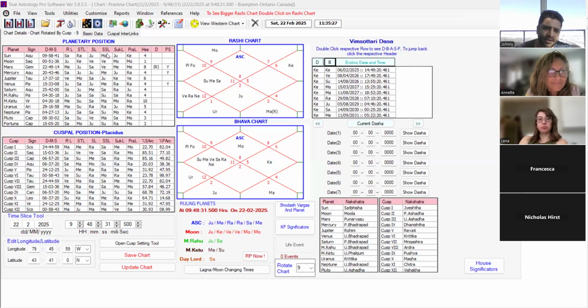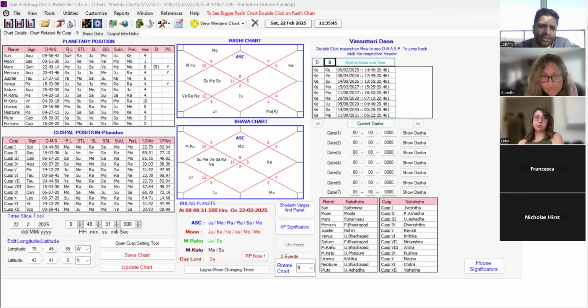Now you're getting into the three columns here, RL, STL, and SL, which are not generally used in Vedic astrology. I use it for a different technique. Rashi Lord means sign lord. So Sun is sitting in Aquarius, and the lord of Aquarius is Saturn. Therefore, you see SA here.